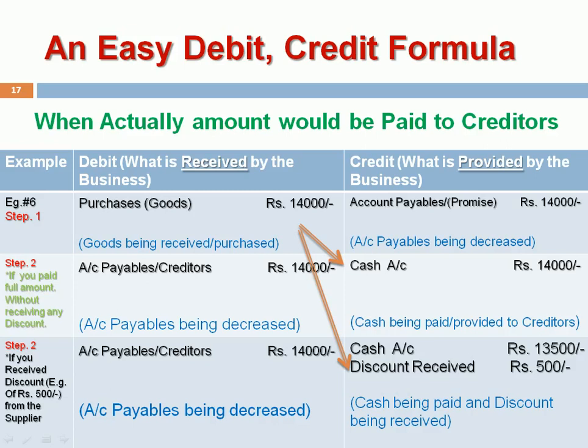Now if we receive a discount of rupees 500, we would write in debit accounts payable of 14,000, and in credit we would write cash worth rupees 13,500, and the balance 500 we would write in discount received. As I have told earlier, this discount received is income of the company, and income of the company is written on the credit side when it is increased.